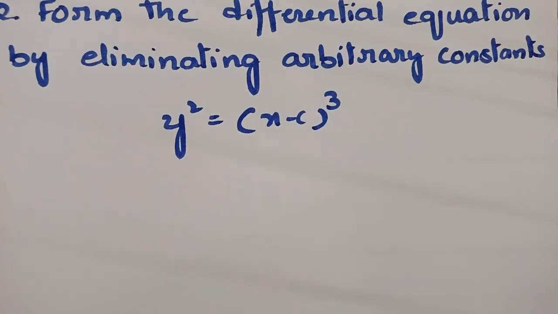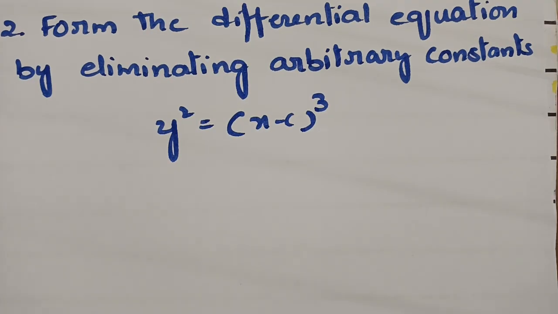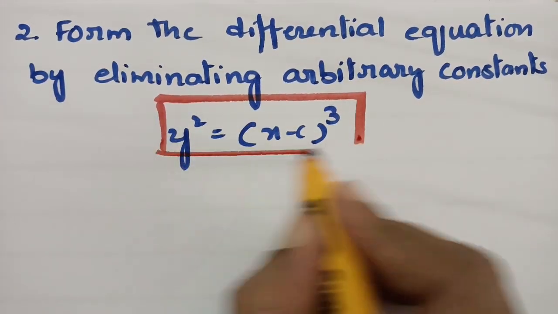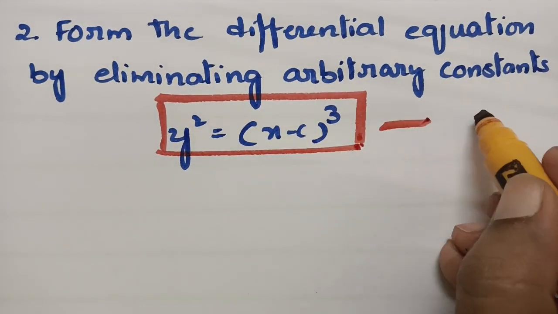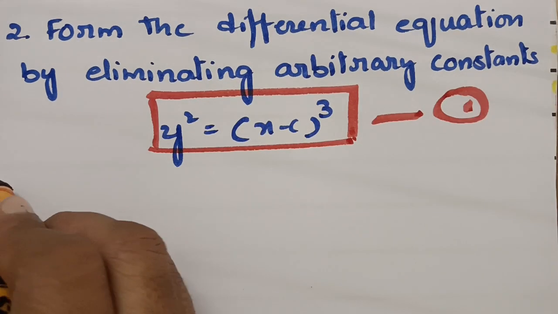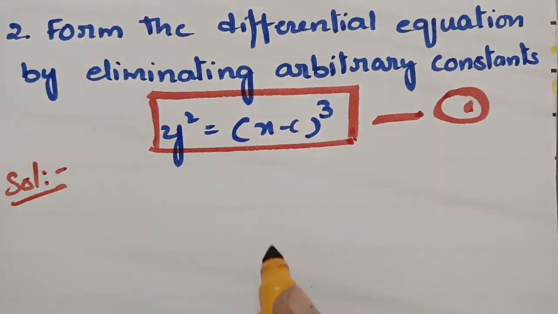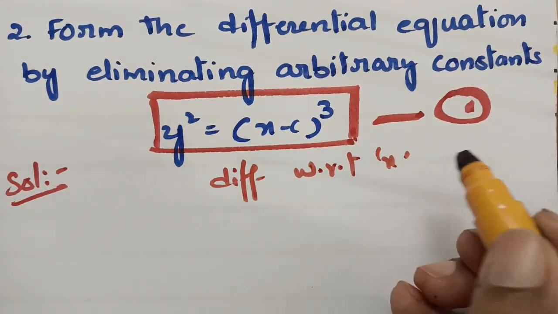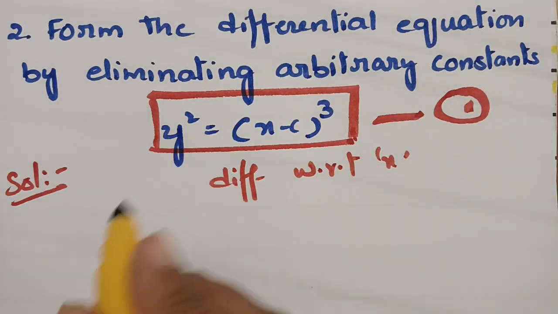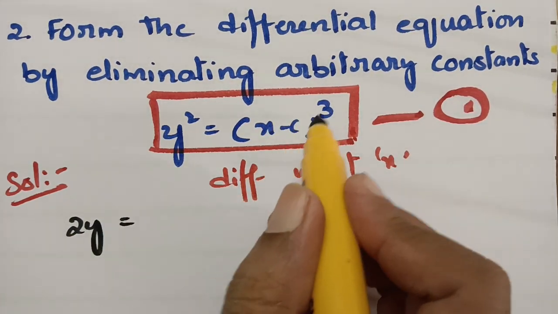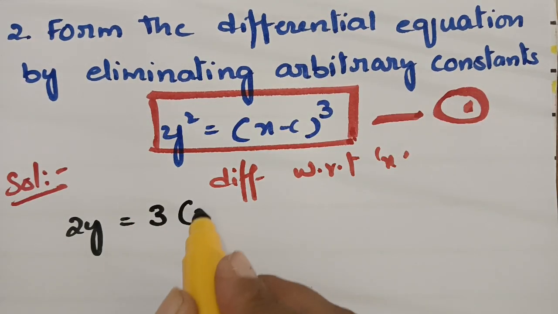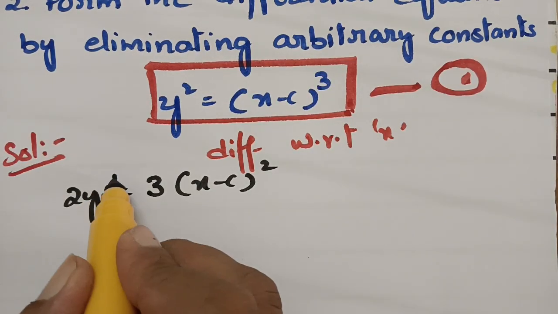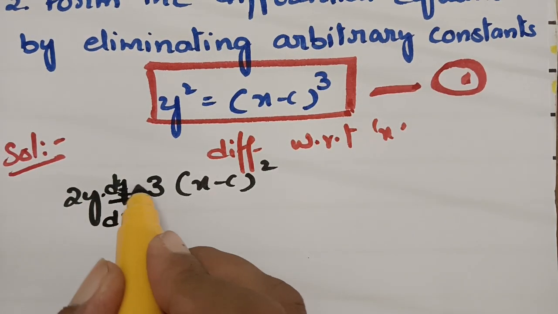We have to form the differential equation by eliminating the arbitrary constants. So what is given? y square is equal to x minus c whole cube. In the solution there is only one constant. Therefore, I am going to differentiate with respect to x one time. For y square, clearly it is 2y. For x minus c whole cube, this will obviously be 3 into x minus c whole square. And for y, again this is dy by dx.